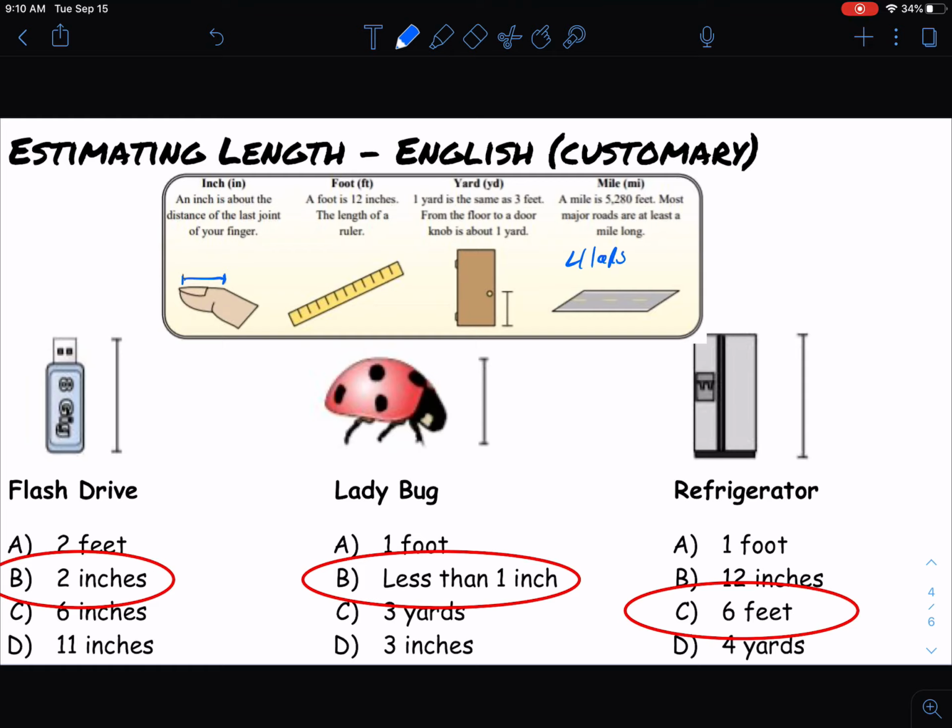So that gives you an idea. Your traditional flash drive is going to be about 2 inches. They're not very big. A 6-inch flash drive is a huge flash drive. That would be a lot of storage.